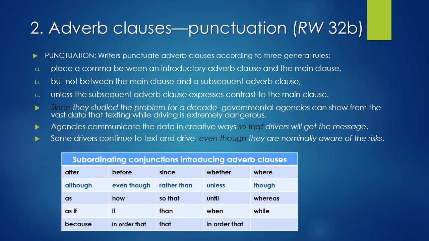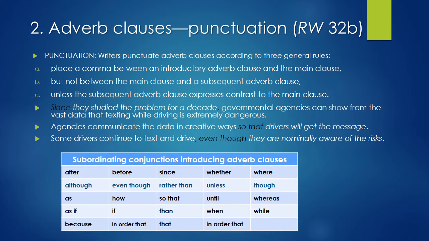Adverb clauses and punctuation. Writers punctuate adverb clauses according to three general rules. First, place a comma between an introductory adverb clause and the main clause. Second, but not between the main clause and a subsequent adverb clause. And third, unless the subsequent adverb clause expresses contrast to the main clause.